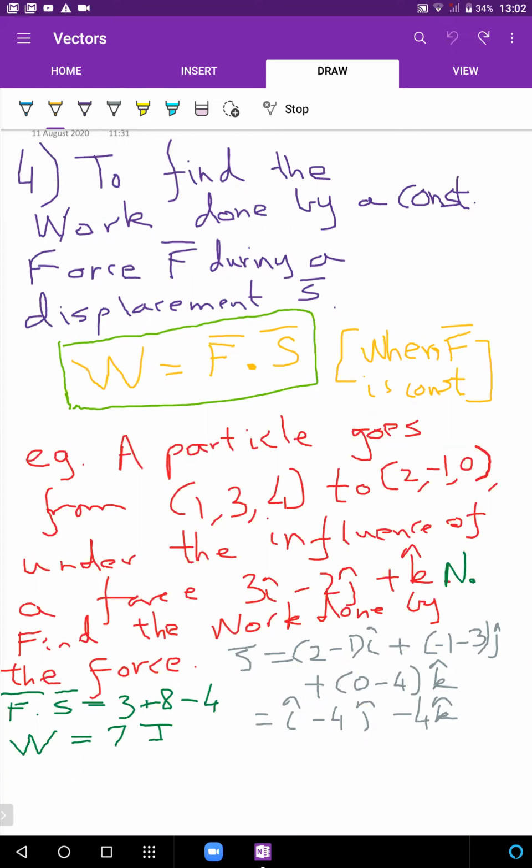If you have displacement as a vector, if you have force as a vector, work done is their dot product. So what is the dot product? 3. Next is minus 2 into minus 4, which is plus 8. Okay, and the last one is k cap का 1 है, तो 1 into minus 4, which is minus 4. So 3 plus 8 minus 4, work done is 7 joules. Okay, work done का definition ये है, work positive हो सकता है, negative भी हो सकता है.